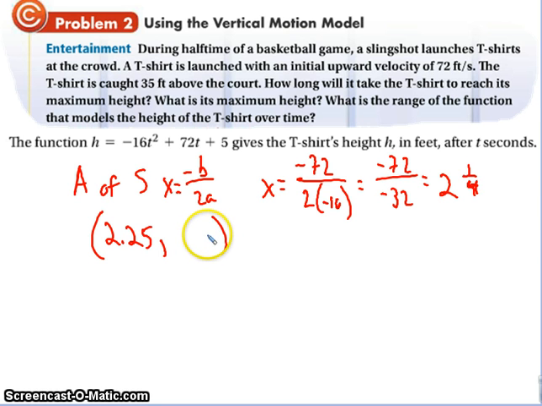In this case, the y value works out to be, sorry, it turns out to be 86. So after 2.25 seconds, it's 86 feet high.